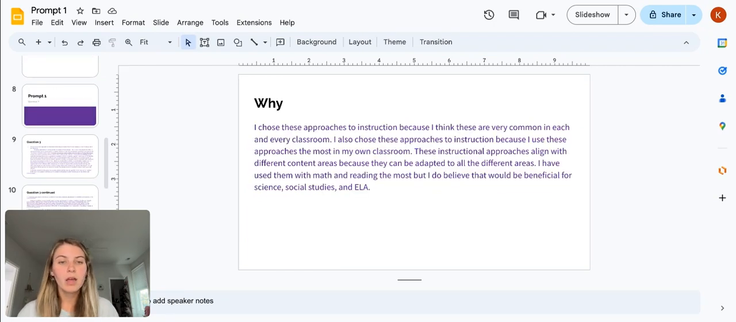So why did I choose these approaches to instruction? I think these are very common in each and every classroom. I also chose these approaches because I use them the most in my own classroom. These instructional approaches align with different content areas because they can be adapted to all the different areas. I have used them with math and reading the most, but I do believe they would be beneficial for science and social studies and also ELA.